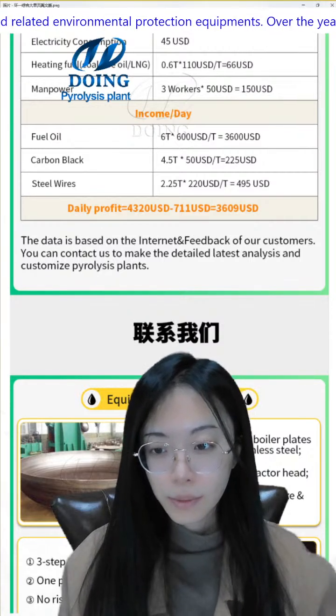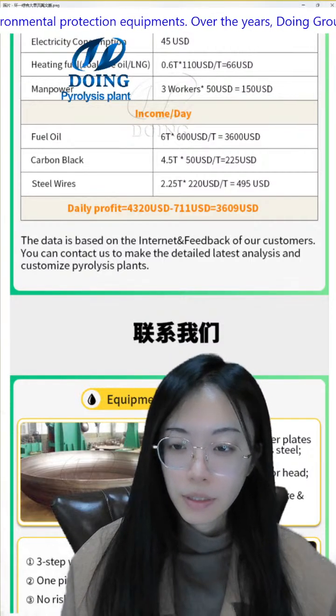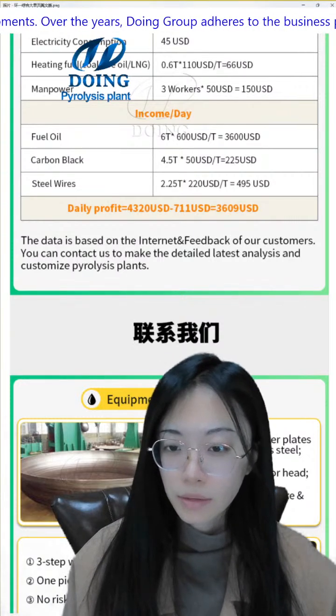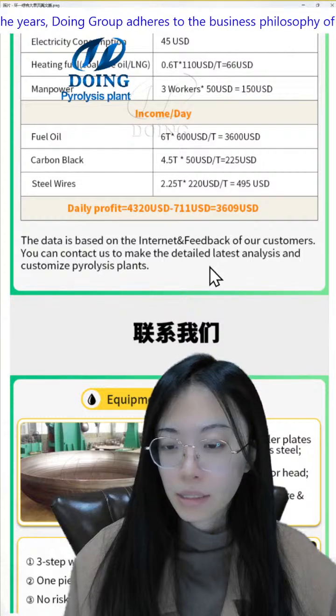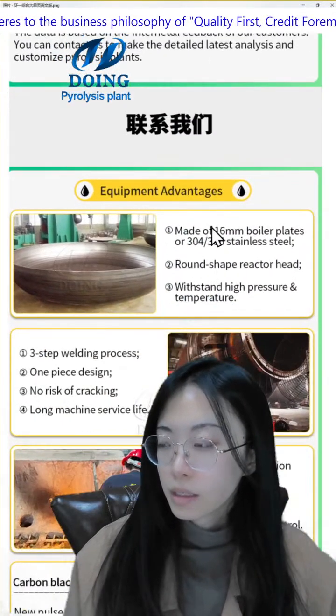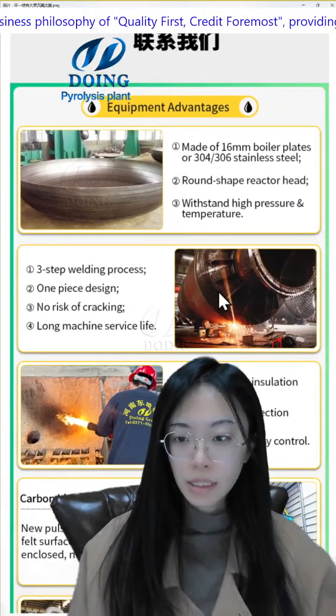This data is based on the internet and feedback of our customers, so you can contact us to make a detailed analysis and customize a pyrolysis plant. Here are some advantages of our technique.